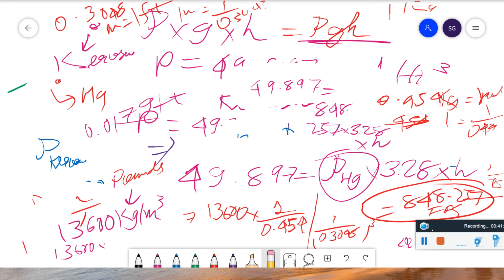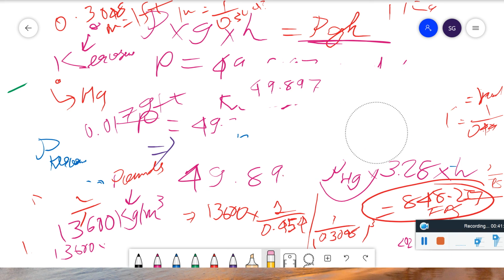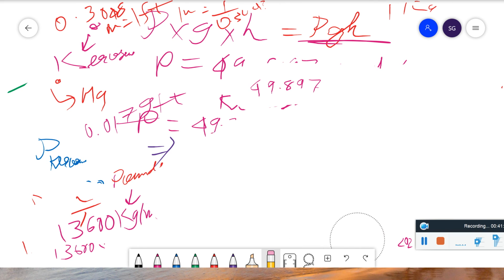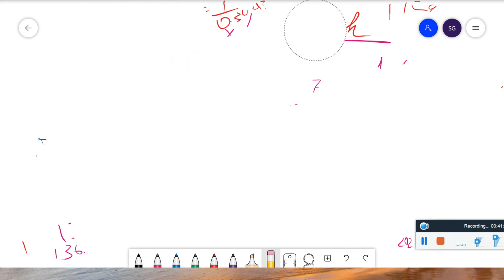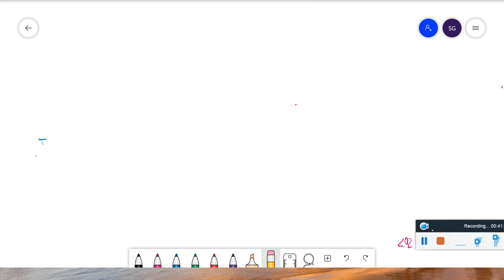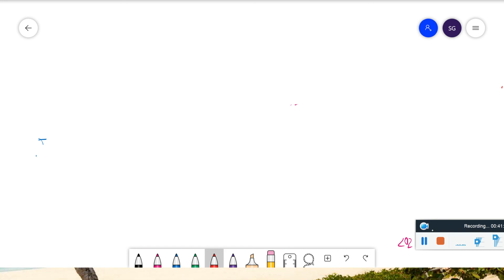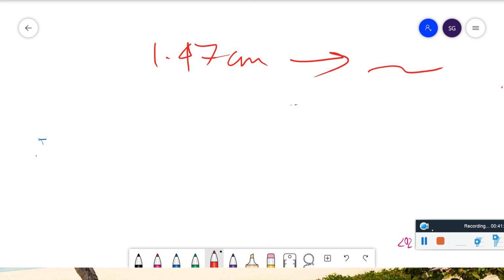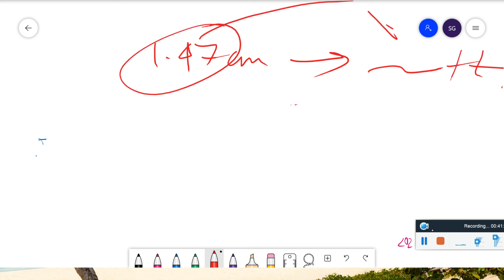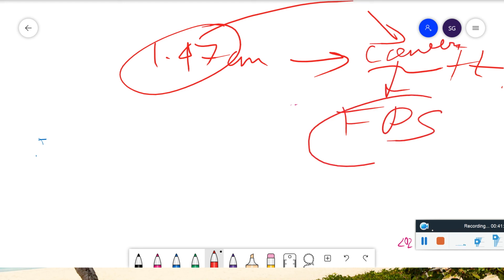And one more thing: I have just done these lengthy calculations to tell you the concept, and the easiest way to determine this for all lengths is to just clear the concept. That's it. And if you want a one line answer, I also have that. This is 1.47 centimeter. Just convert it into feet, and then it's in FPS. Fine. That's it.